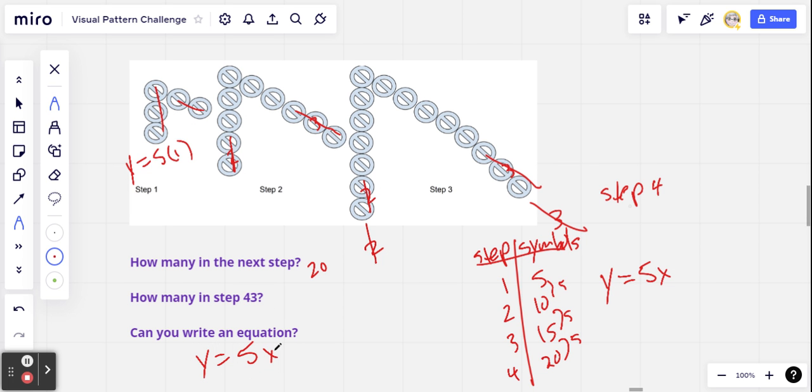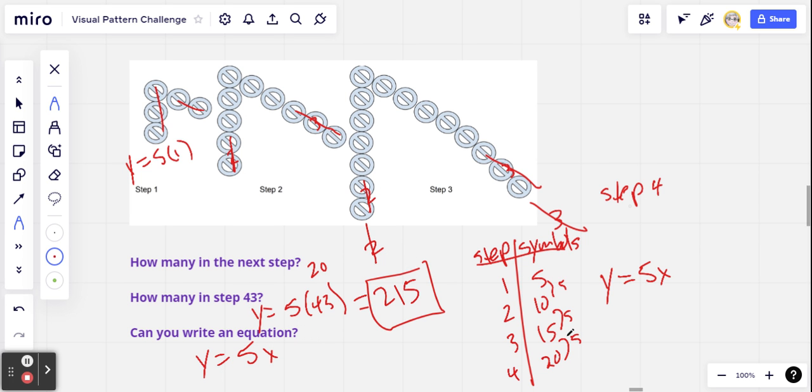We're just going to plug 43 in for x, the step number, to get the number in step 43. So y equals 5 times 43. So 5 times 40 is 200, and 5 times 3 is 15. So this is going to be 215 of these symbols in step 43.